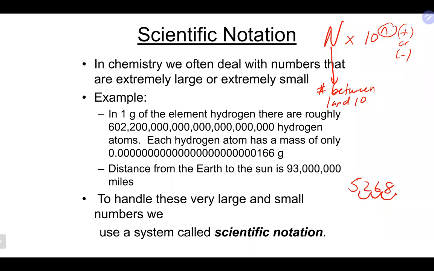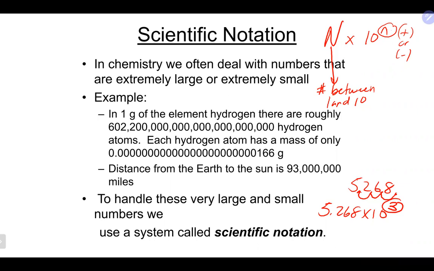I need to go one more place, and that is now 5.2, which is a number between 1 and 10. And this would be 5.268 times 10 to the 3, 3 because I moved it 3 places to the left. It's a positive exponent. Easy way to remember it is large numbers have positive exponents. So 5,200, whatever that is, is a large number. It has a positive exponent.